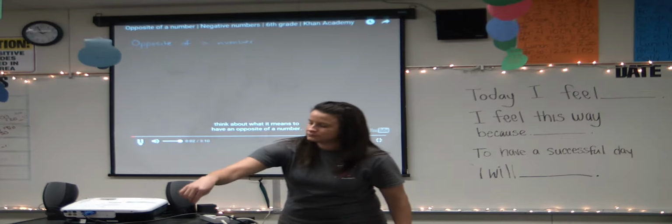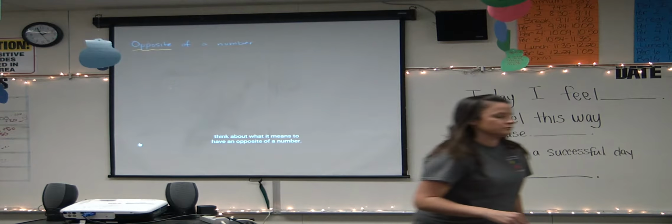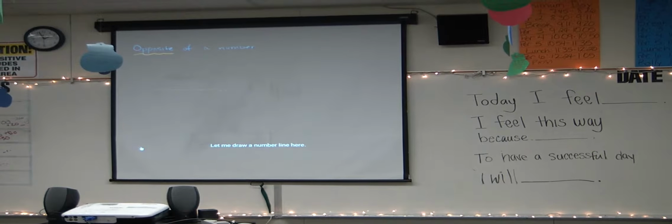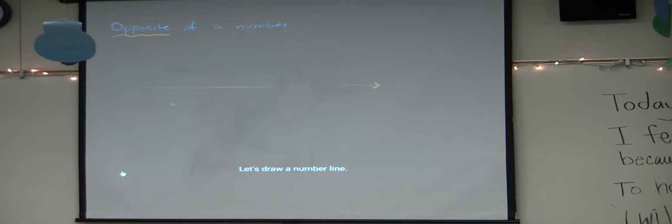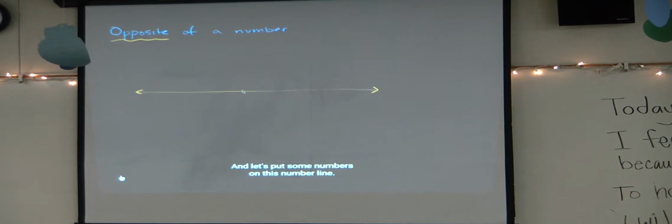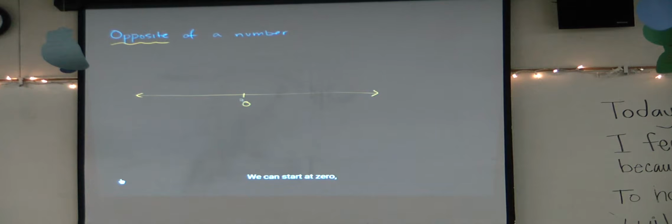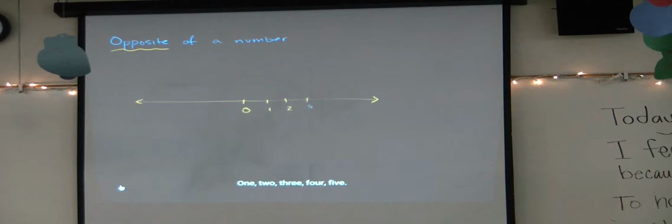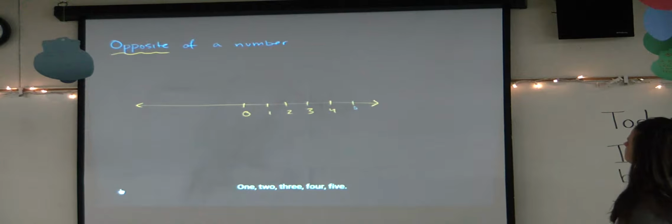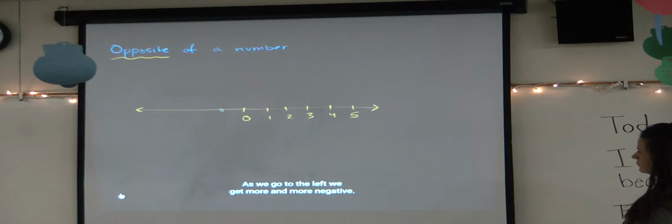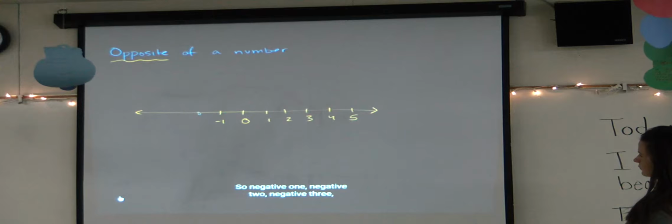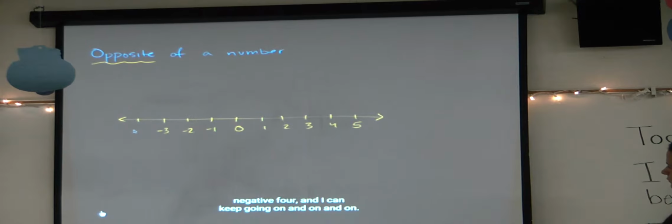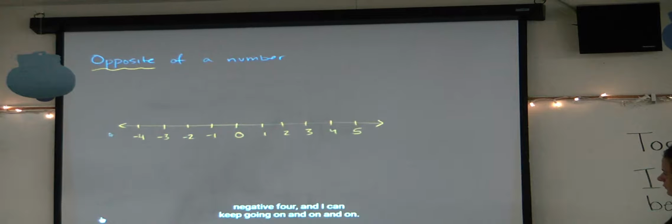Let's think about what it means to have an opposite of a number. So let me draw a number line here, and let's put some numbers on it. We can start at 0. If we go to the right, we have positive numbers: 1, 2, 3, 4, 5. As we go to the left, we get more and more negative: negative 1, negative 2, negative 3, negative 4, and I could keep going on and on.